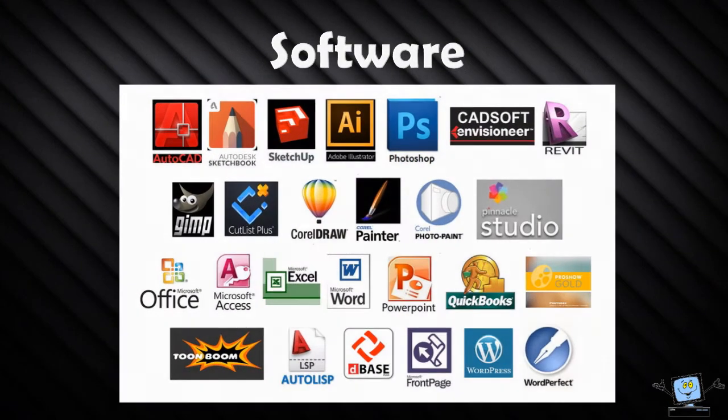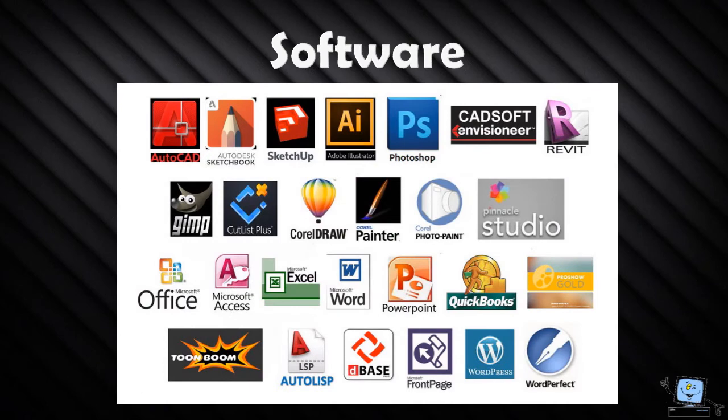Now the next topic is software. Software is a set of instructions that perform a specific task in the computer. There are two types of software: system software and application software.